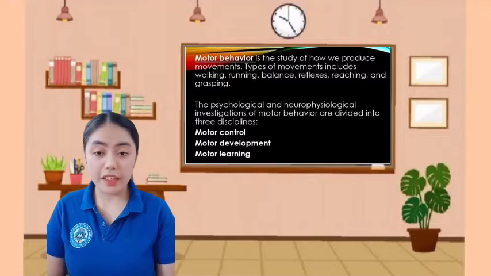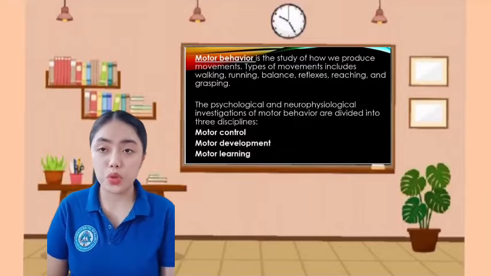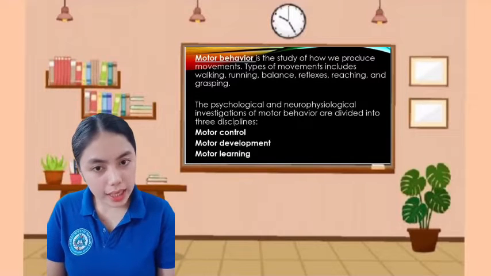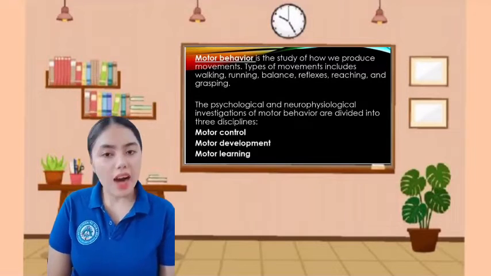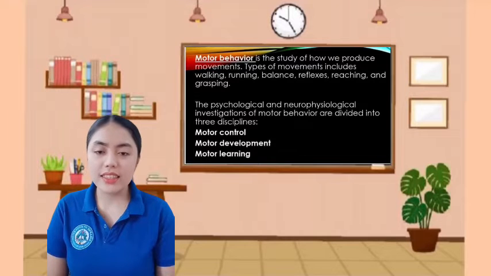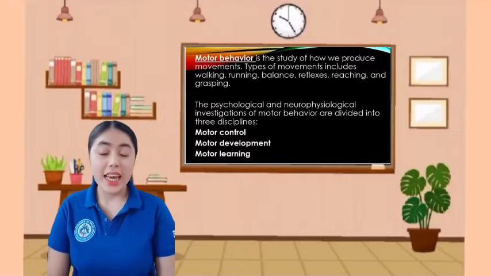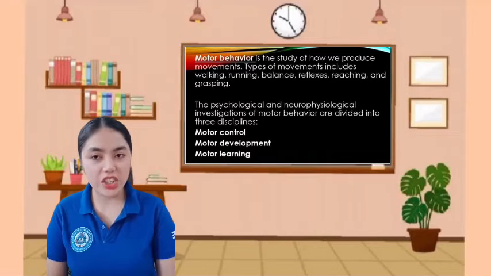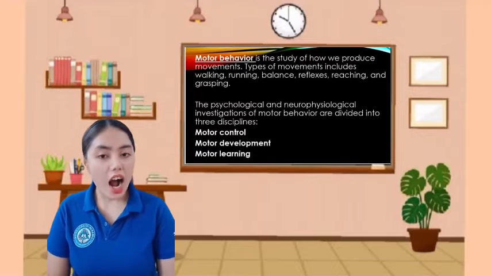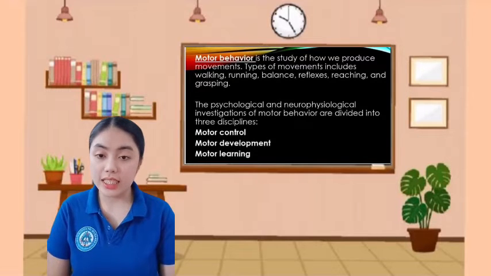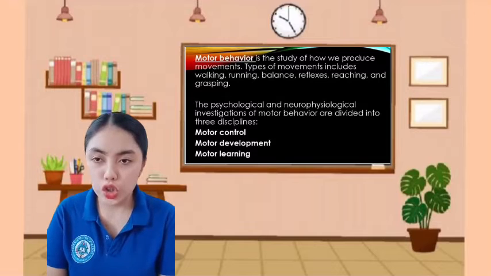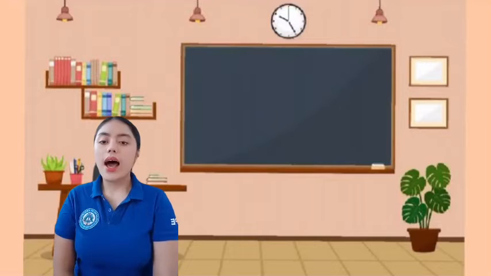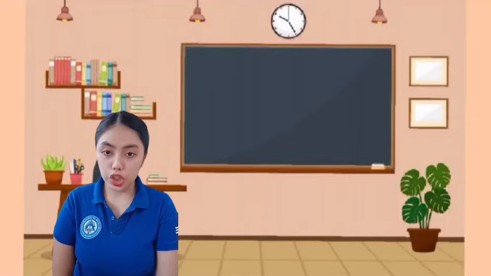Class, motor behavior is the study of how we produce movements. Types of movements include walking, running, balance, reflexes, reaching, and grasping. The psychological and neurophysiological investigations of motor behavior are divided into 3 disciplines: the motor control, motor development, and motor learning. Now, let's proceed to motor control.